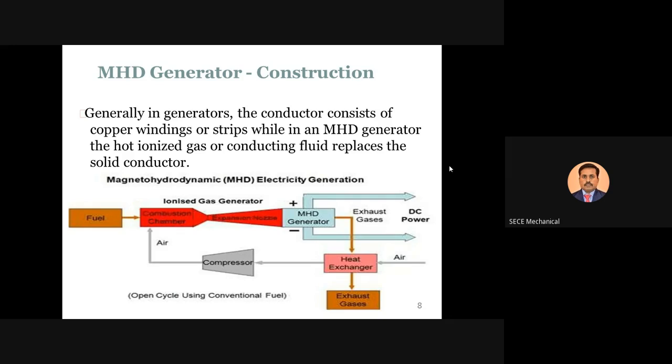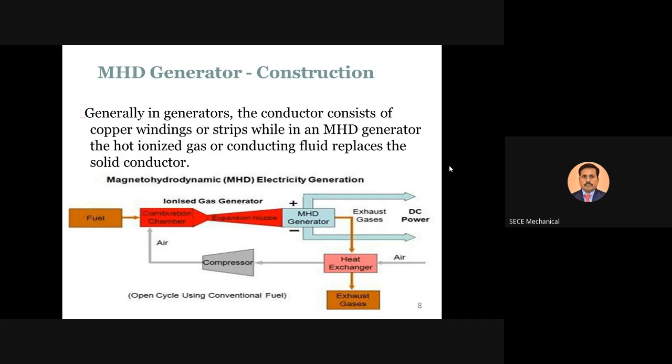Ionized gas plasma is produced with the help of combustion. Without the combustion process we cannot produce the hot gases. The hot ionized gas is produced, and for that you need a combustion device. Combustion takes place in the combustion chamber.